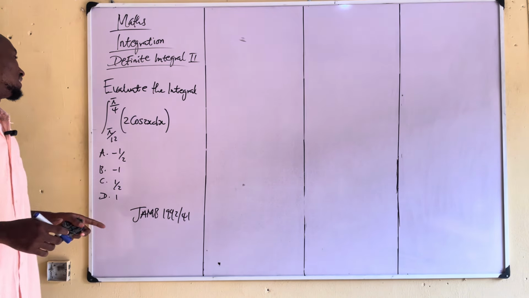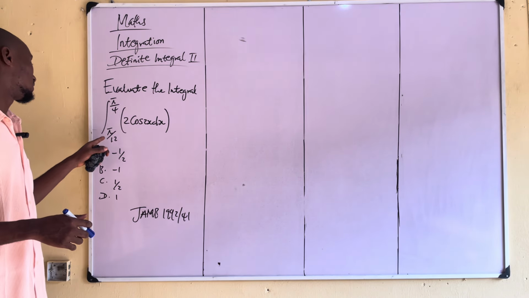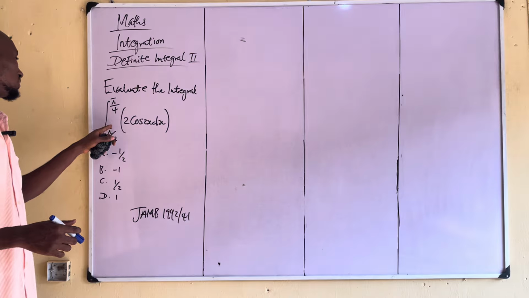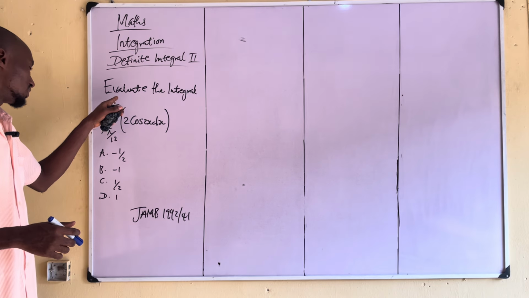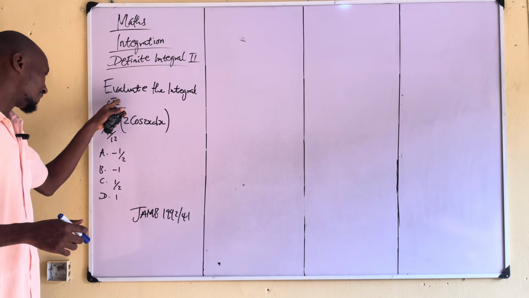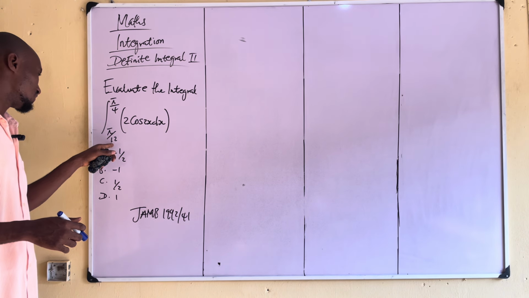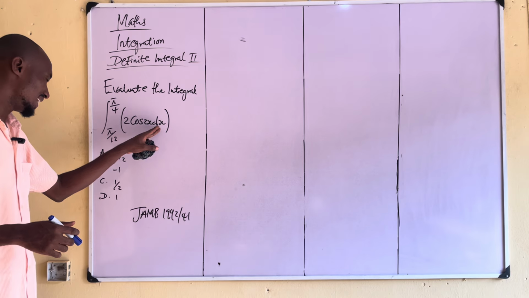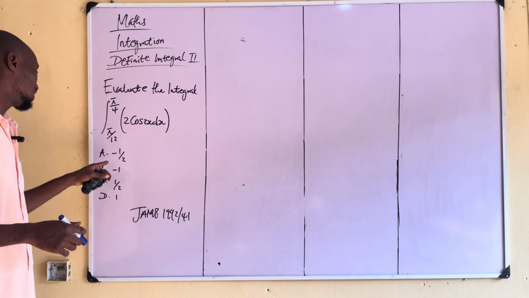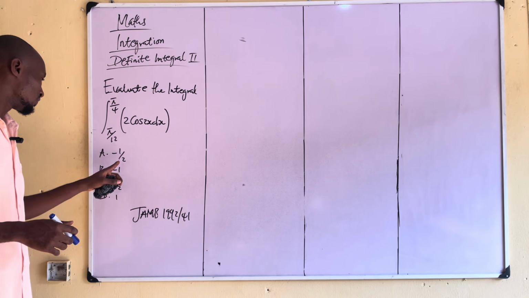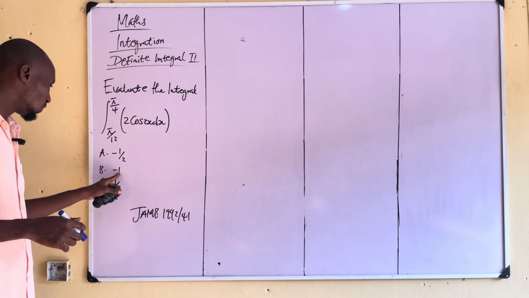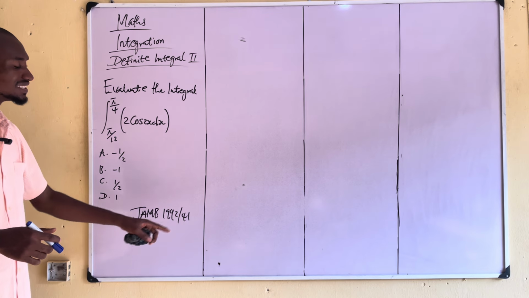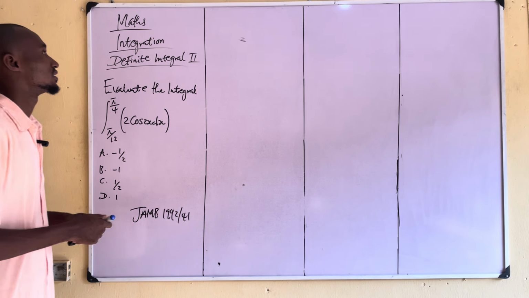Evaluate the integral from pi over 12 (lower limit) to pi over 4 (upper limit) of 2 cos 2x dx. Option A: minus 1 over 2. Option B: minus 1. Option C: 1 over 2. Option D: 1. JAM 1992, question 41. Solution.